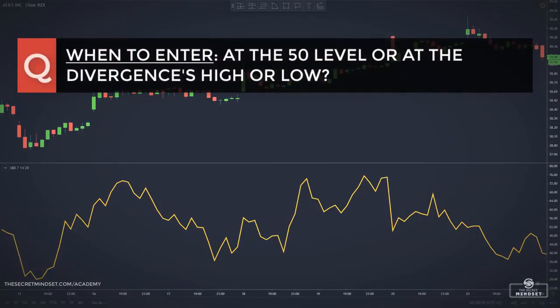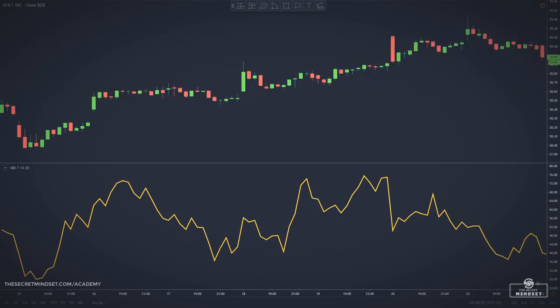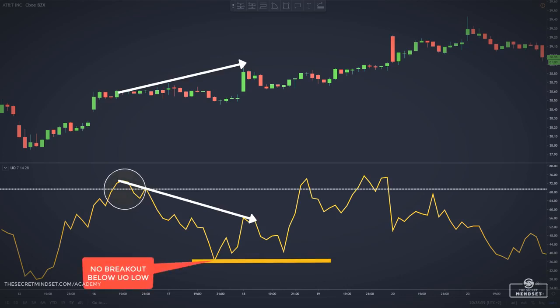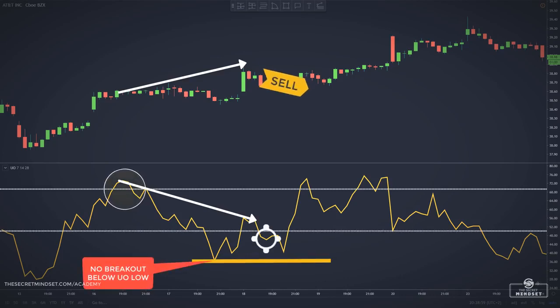Now, I mentioned before that I prefer to skip the third step, the final confirmation, meaning the breakout of the divergence high or low, and use the oscillator's 50 level as entry. This approach isn't always the right decision. This example shows an unconfirmed bearish signal. First, the ultimate oscillator became overbought as the stock moved to new highs, and the indicator posted lower highs. We have a bearish divergence, but the indicator never broke its divergence low for confirmation. An entry based on the 50 level would have brought a loss, because the price reversed and continued its uptrend.